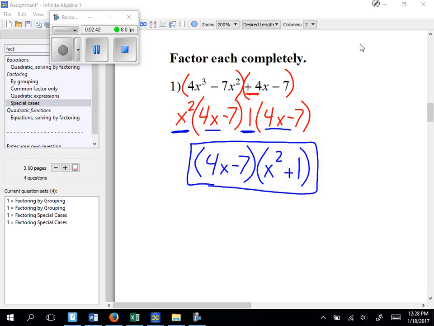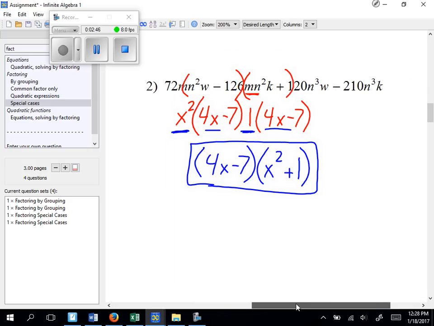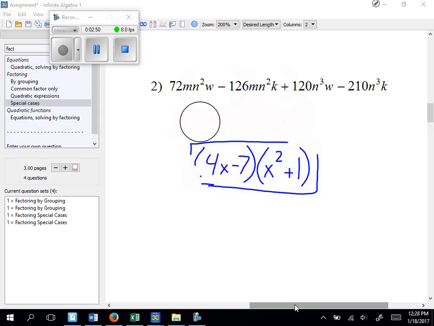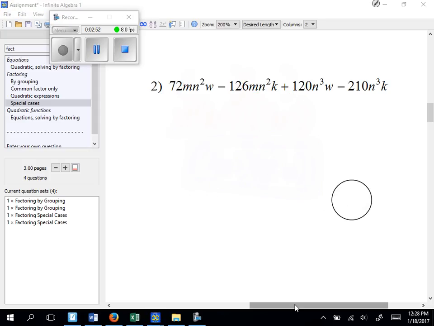Question number 2, have you write this down on your scrap sheet of paper as well. This one I made a little bit crazier. So it's got some crazy stuff going on there: 72mn^2w and so on. Go ahead, copy that down, then pause this and give yourself a little chance to do some work.